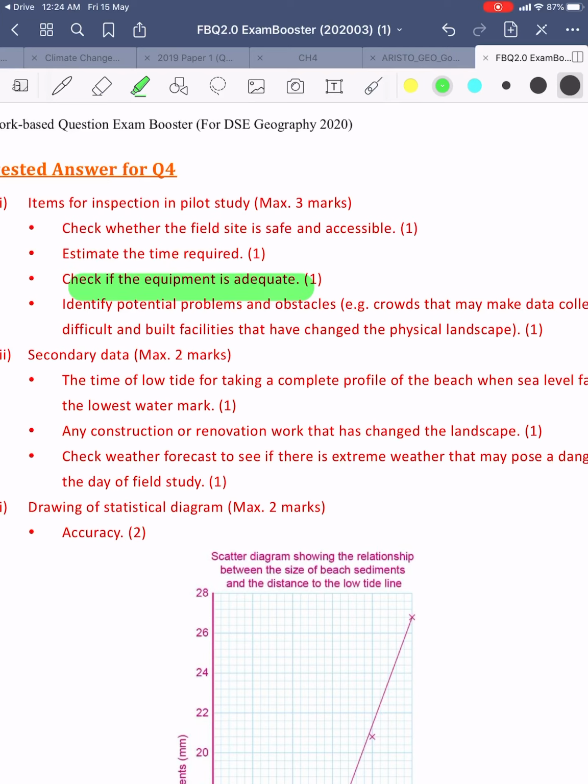Let's check out the answer. We can check whether the equipment is accurate and whether the time is enough or not, and identify potential problems and obstacles. Maybe there's a lot of cloud, and then we need to take a photograph to confirm it. If we take a photo and also use a measuring tape, then we can know how long it is and also the time needed for doing so.